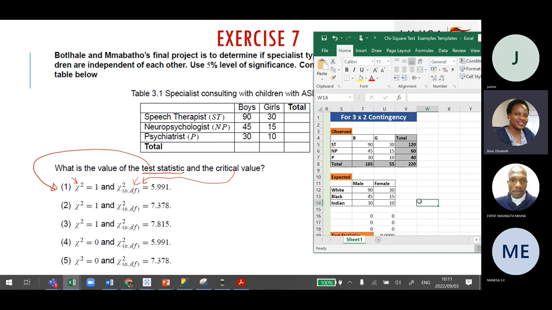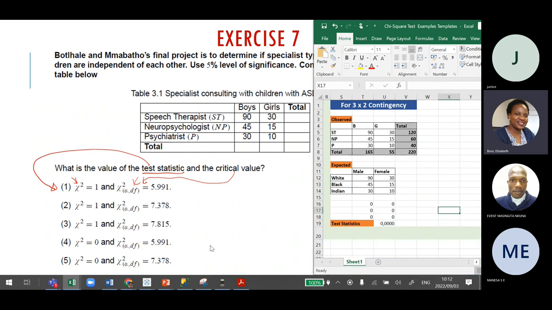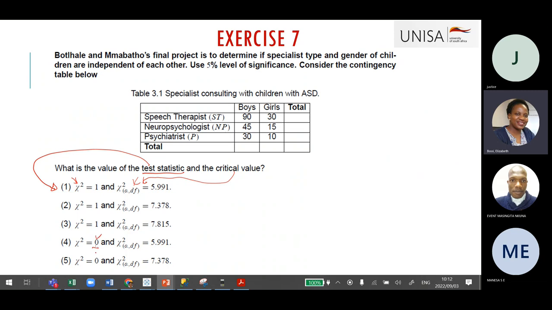And this table of ours is not working. Sorry, it is working. It is calculating correctly. So let's answer the question. What is the value of your test statistic? You're just going to look at the last value there. It's 0. So either option 4 or option 5 is correct, because it's 0 and 0; the others are incorrect based on the calculations that we did.